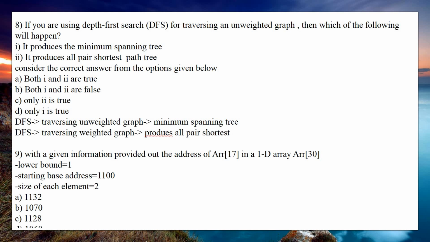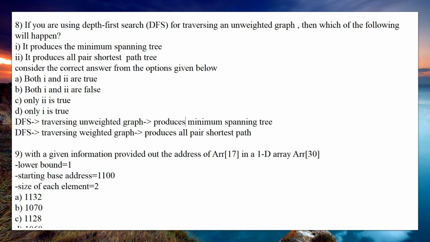So it produces all pair shortest path. They may ask you in the question, so be careful: depth first search, if it is used for traversing an unweighted graph, then it produces a minimum spanning tree. And next, if a depth first search is used for traversing a weighted graph, then it produces all pair shortest path.